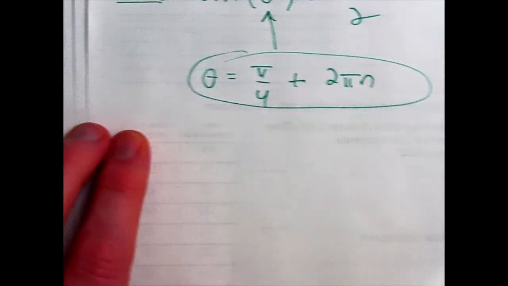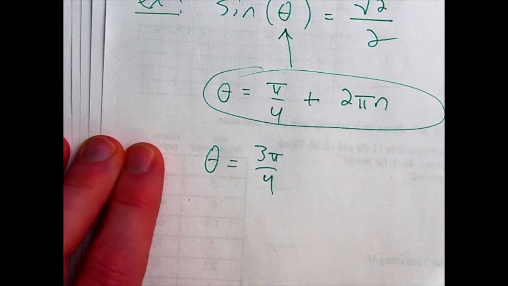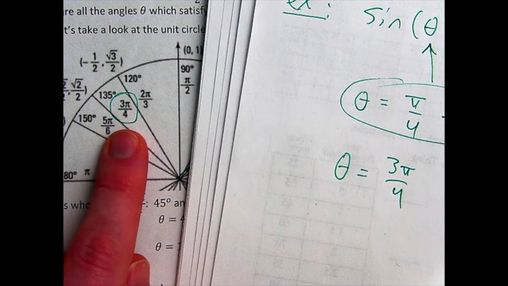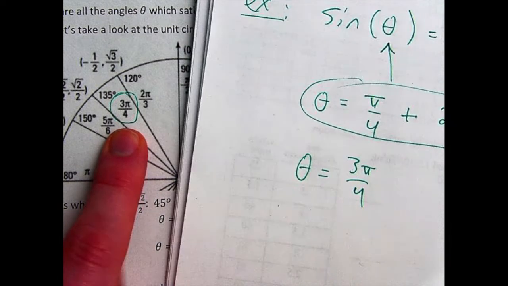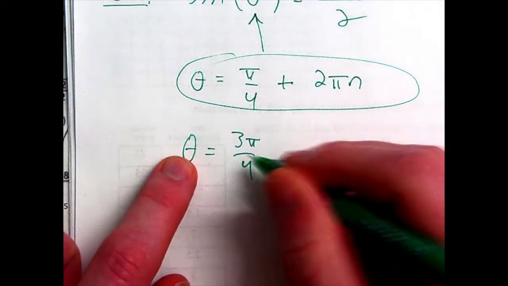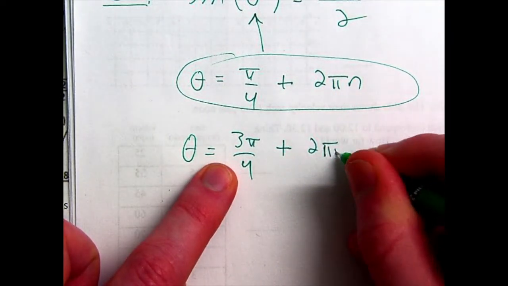So what I'm going to do is write, okay, well, theta could also be 3 pi over 4. But then by the same argument that I just made, any angle coterminal with 3 pi over 4 would also be a solution. So I need to include all of those guys. So what I do to represent all of those guys simultaneously is I take 3 pi over 4 and I write plus 2 pi n.